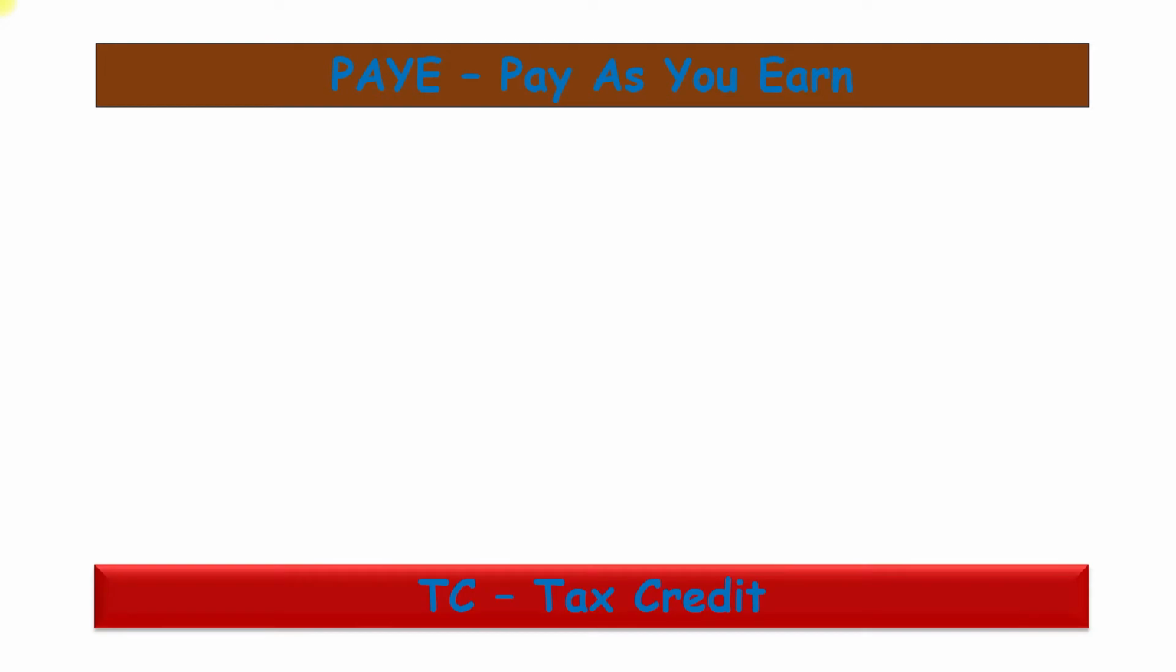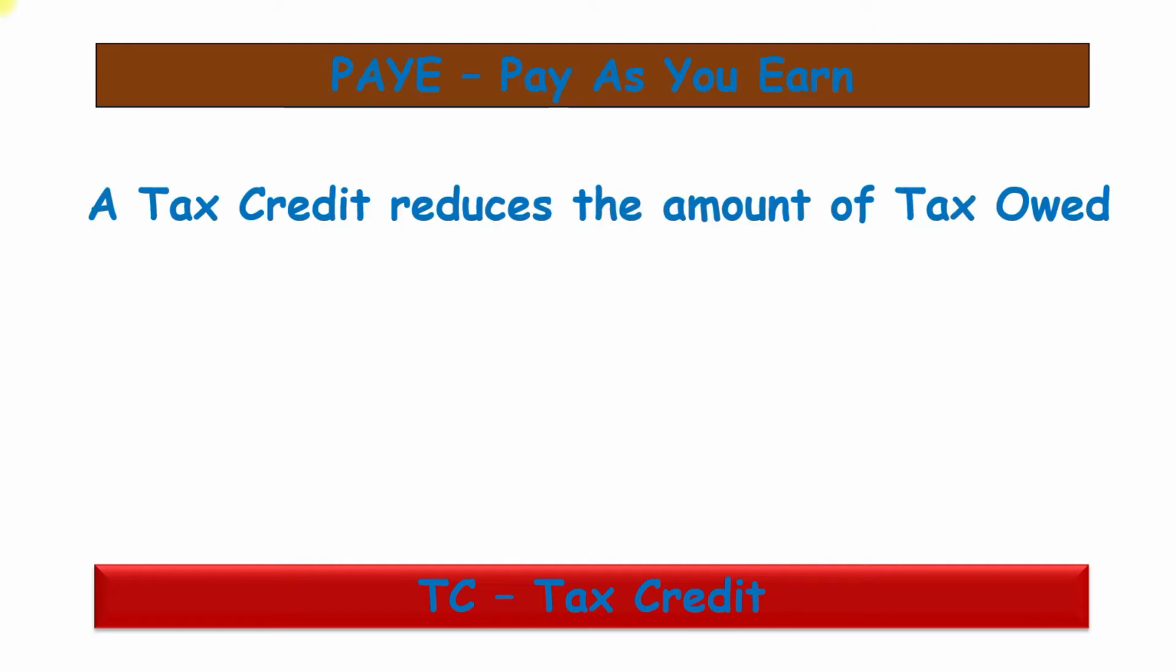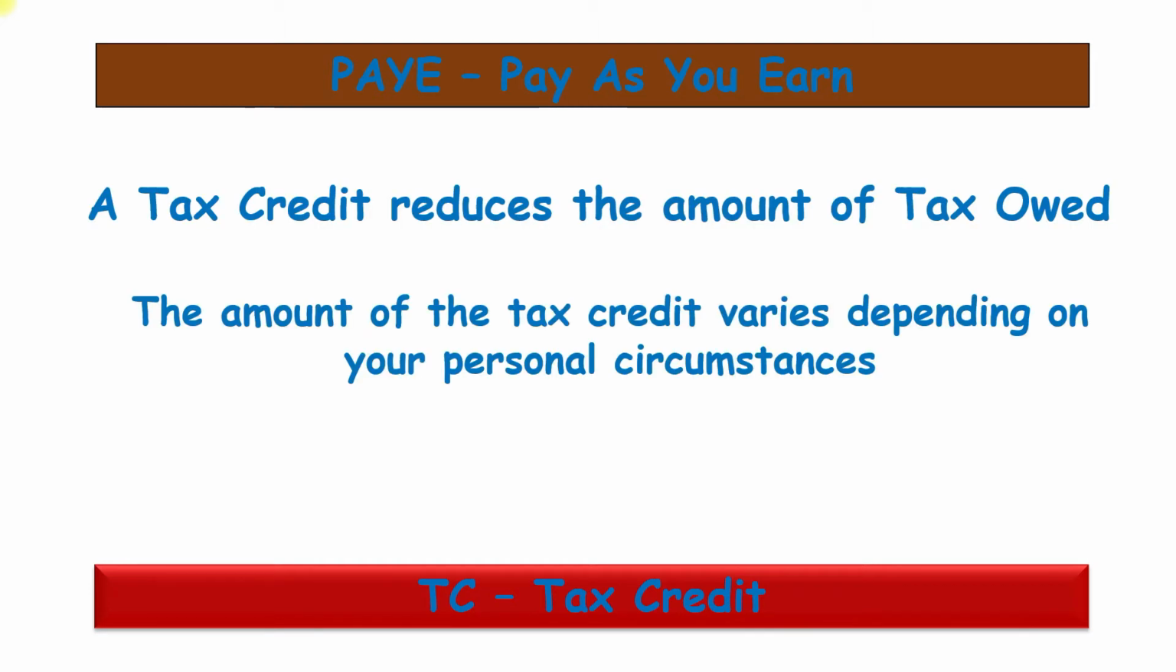So, while we have calculated the 2 rates of PAYE, we are not finished yet. Each person is given a tax credit. This credit has the effect of reducing the amount of PAYE that we must pay. The amount of the tax credit varies based on the circumstances of the taxpayer.